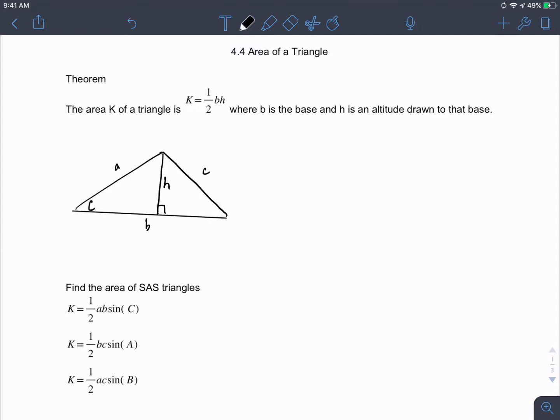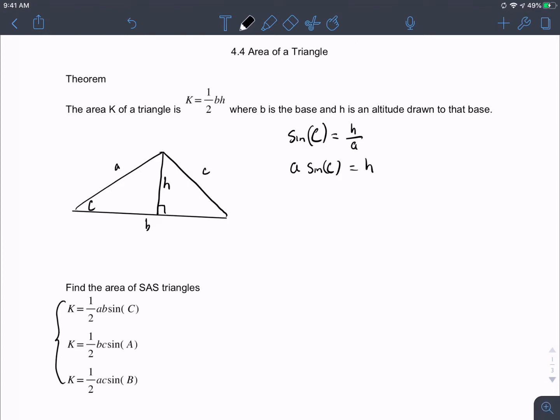So what I'm going to do is demonstrate to you guys how I can generate these formulas that are down here below. And this is how we do it. So if I take sine of angle C, sine of angle C is the opposite, so that's going to be H over the hypotenuse, and the hypotenuse here is going to be my A. And then I'm going to do a little bit of manipulation, and so I'm going to get A sine of angle C is equal to H.